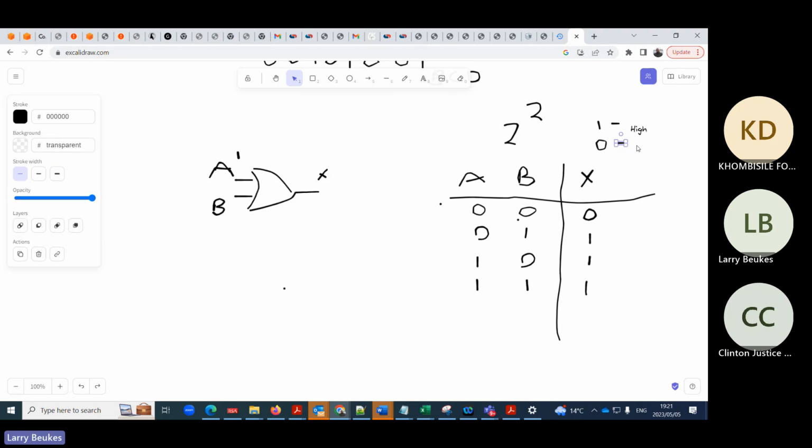High, and then 0, we said it means low. Okay, so now this is the truth table of an OR gate. So we know an OR gate, the output is high when one of the inputs are high, right? So let's go to the AND gate.